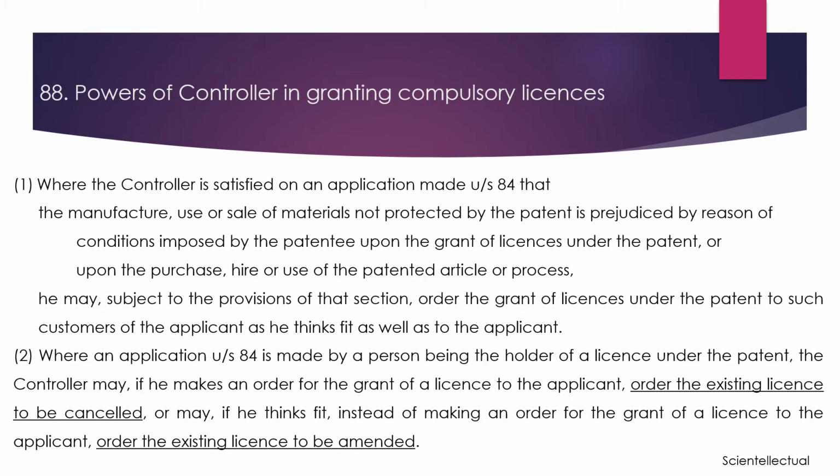Subsection 2. Where the application under Section 84 is made by a person being the holder of a license under the patent, that is, he is already having a license under that patent, and the controller makes an order for the grant of a license to the applicant, that is, the applicant is already having a license under the patent and still he is applying for a compulsory license of the patent. In that case, the controller may cancel the existing license or may amend the existing license.